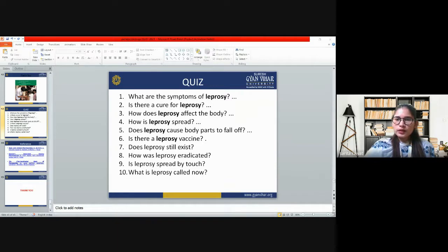So the next question is, does leprosy still exist? When we talk about this question, does leprosy still destroy people's lives? And yes, in addition to the physical effect of the late treatment of leprosy, which can leave people unable to walk or carry out everyday tasks, the disease also affects people's mental health and general well-being.